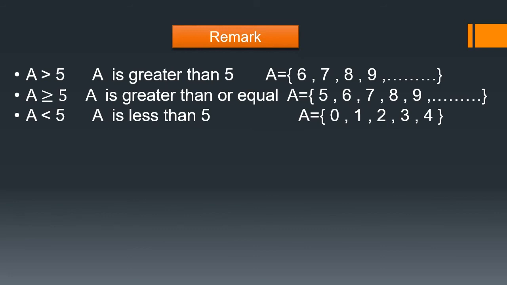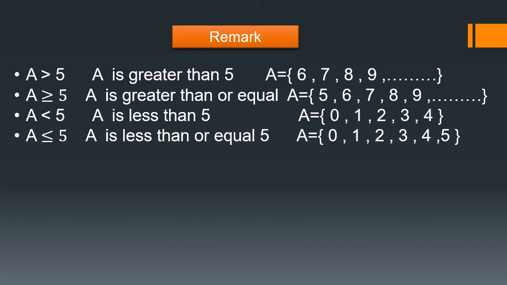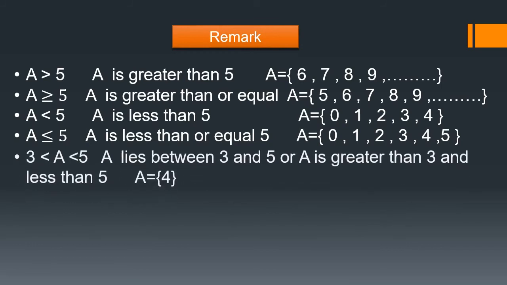A is less than 5. What are the numbers less than 5? Yes, the numbers are 0, 1, 2, 3 and 4. A is less than or equal to 5. Yes, the numbers are 0, 1, 2, 3, 4 and 5.